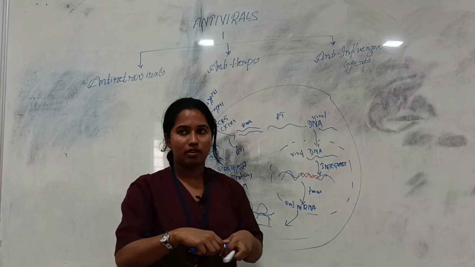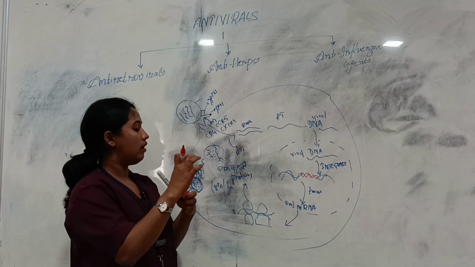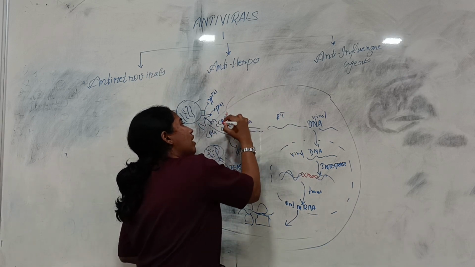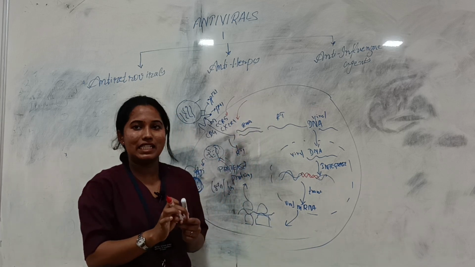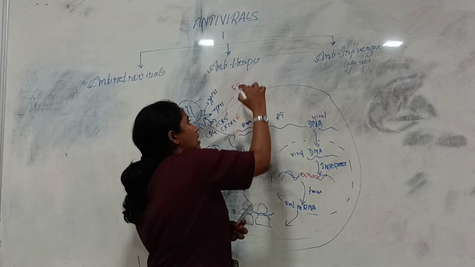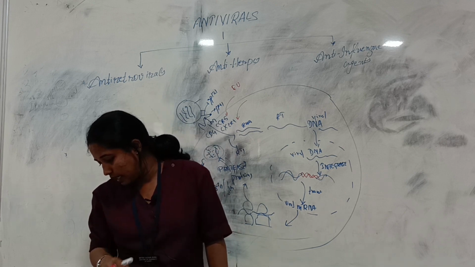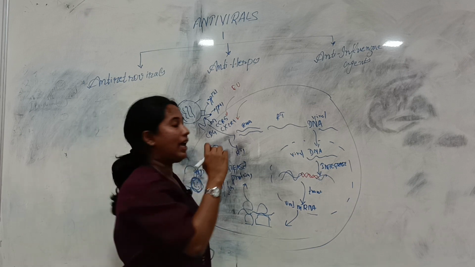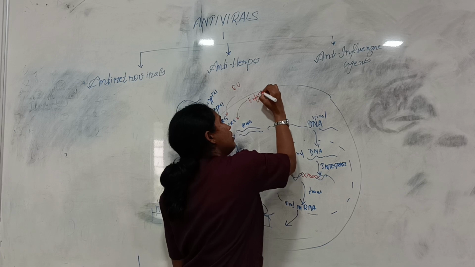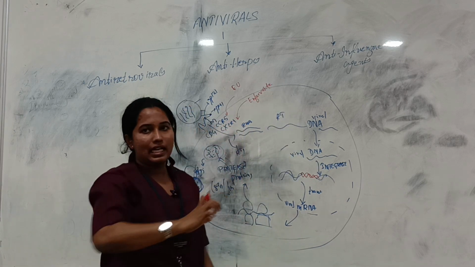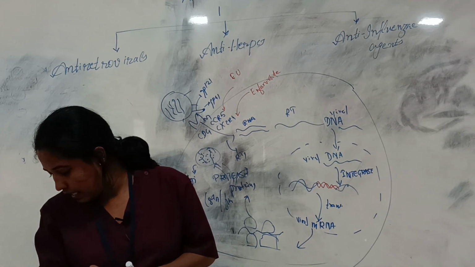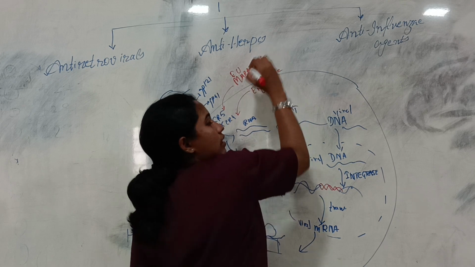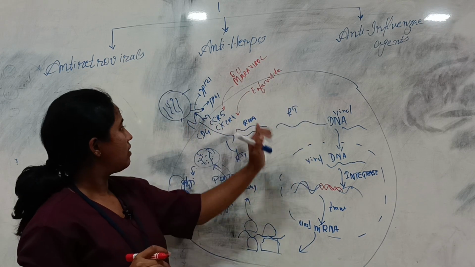Now coming to the drugs part. First we have one class of drugs called fusion inhibitors, which inhibit the chemokine receptors CCR5 and CXCR4. The examples: enfuvirtide, which inhibits CXCR4, and the drug which inhibits CCR5 is maraviroc. These are fusion inhibitors, the first class.